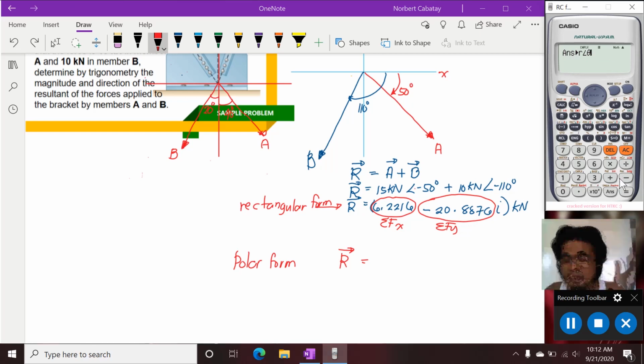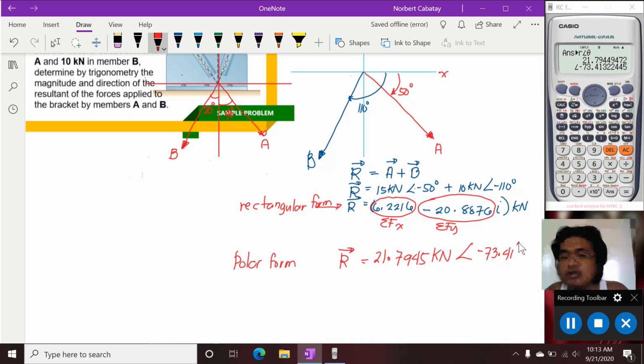Your answer, we convert it to polar form, and this is what comes out. So, that will be, so you can see it whole, more exactly, 5 square root of 19. If you want the decimal, press SD, that will be 21.7945 kilonewtons at angle negative 73.41. For the angle, I allow 2 decimal places, but for the magnitude, you have to write at least 4 decimal places. So, this is our magnitude and this is our angle.